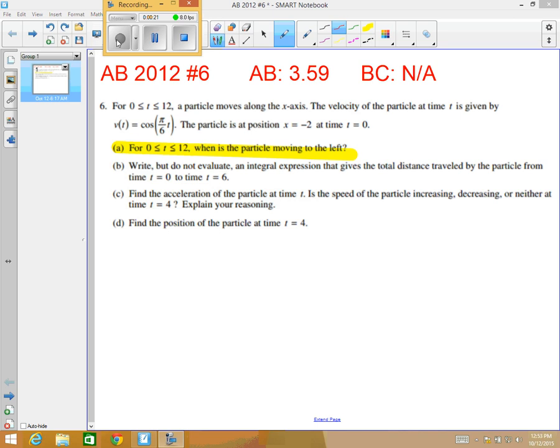Moving to the left is a question of velocity. You want your velocity to be negative. So we really should be setting our velocity equal to 0 to figure out where we might change from positive velocity to negative velocity, or vice versa. And this really requires some knowledge of the unit circle.